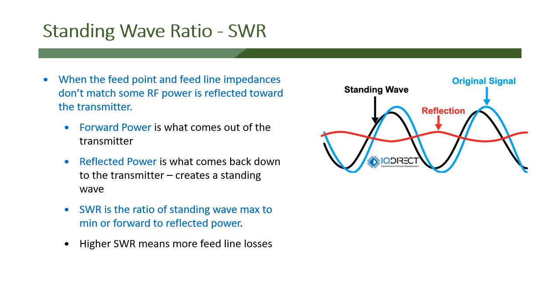And the higher SWR means more feed line losses in general. It can also mean that you have a bigger mismatch between the antenna's impedance and the radio's impedance. So there are different sources for high SWR, including broken connectors, corroded cables, and things like that. And we measure this with an SWR meter, SWR bridge, or antenna analyzer.